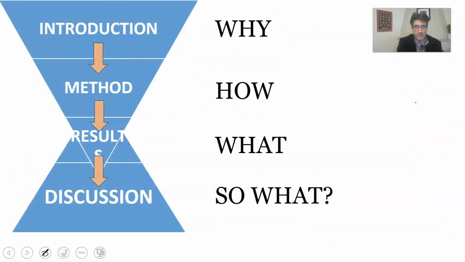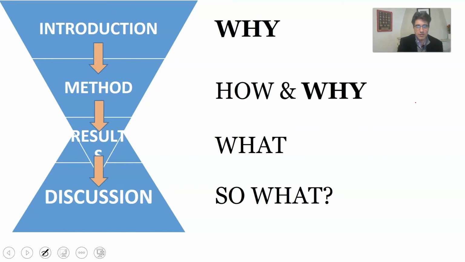So remember that this IMRaD is interconnected. You have introduction leading to method and connected to the results and connected to the discussion, the hip bone connected to the thigh bone and so on. And in a way to synopsize that, the introduction is the why the research is important to begin with, method is how you did it, and results are what you did, and then discussion is the so what, and that's what we're talking about today.